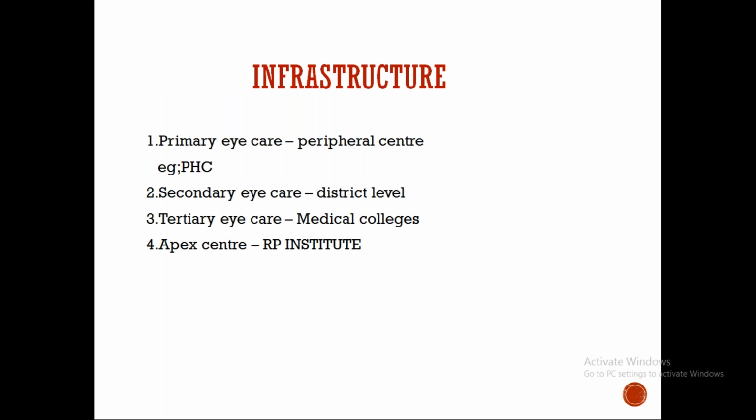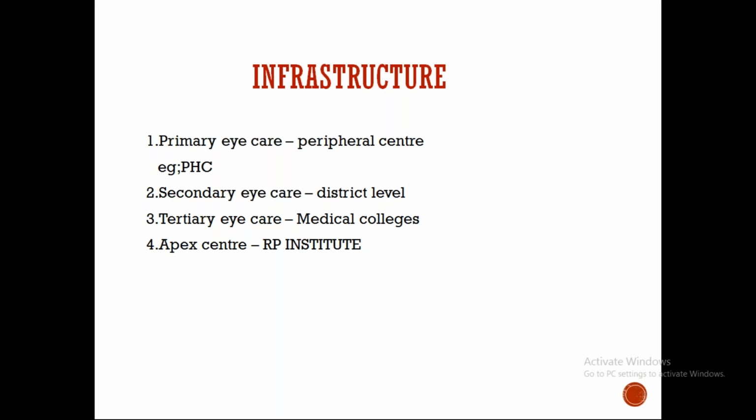What is the infrastructure? We have the Apex Institute, like RP Center, like AIIMS, which is present in New Delhi, primary eye care, secondary eye care, tertiary eye care. Primary eye care is the peripheral center, for example PHC, secondary eye care is district level, tertiary eye care is medical colleges, and the Apex Center is the RP Institute. These are various types of infrastructure which need to be developed. For example, primary healthcare should be equipped with vision centers so that basic level screening and prescription of glasses just finishes off. The patient doesn't have to travel all the way to the city or the district just for the sake of glasses.